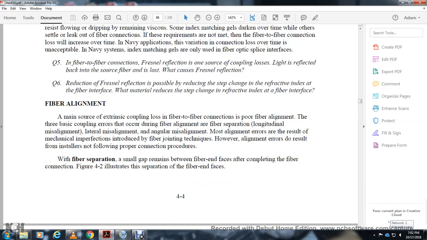Poor fiber alignment is the main source of consistent coupling loss in fiber-to-fiber connections. The three basic coupling errors during fiber alignment are fiber separation, longitudinal misalignment, lateral misalignment, and angular misalignment.